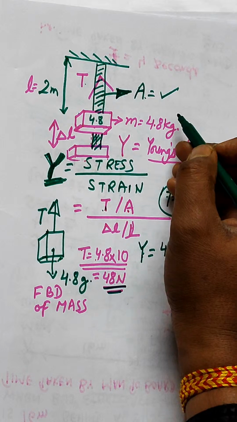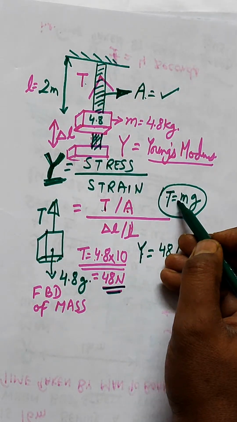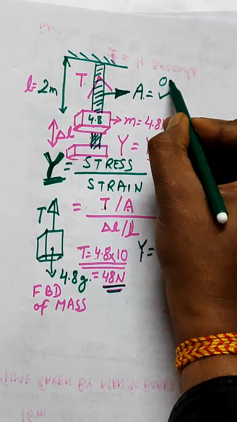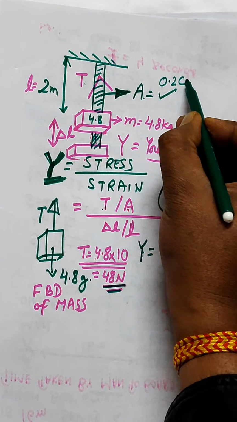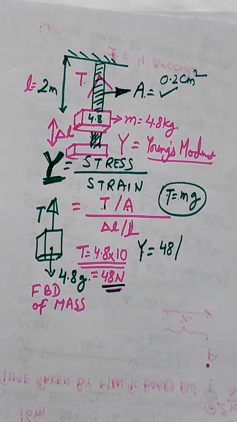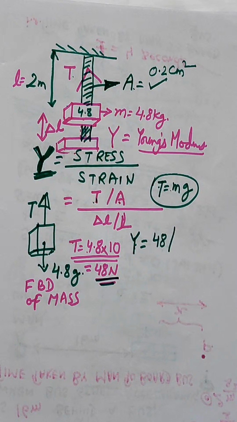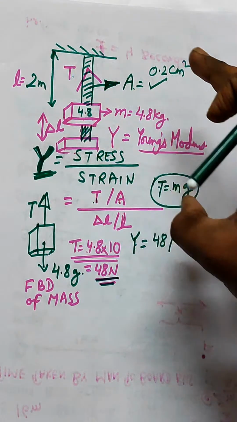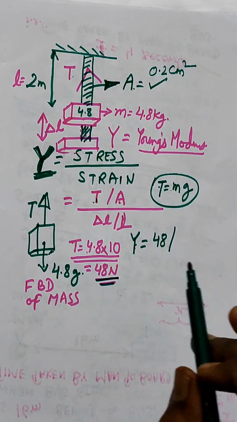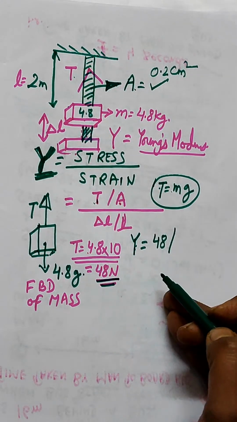That area of cross section is 0.2 centimeter square, right? Students, why am I putting the data now? You can refer to the source. I'm not writing the question because that will occupy the page. So I'm just reading the numerical again.